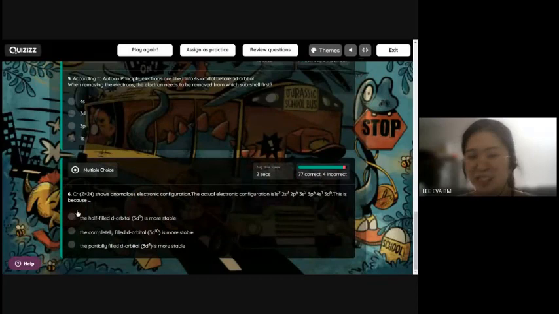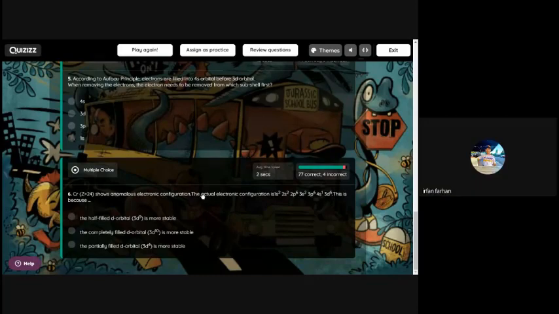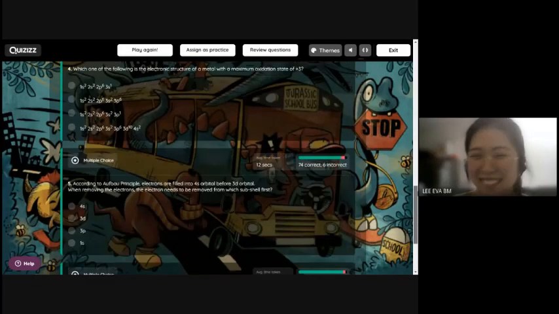And then the last questions. Chromium, proton number 24. So tadi Ifan cakap soalan ni ya. Chromium, show anomalous electronic configuration. So dekat sini dia sudah bagi yang actual punya kan. Nampak 4s1, 3d5. So well done, 77 of you got it correct. And this is due to the half-filled d orbital 3d5 is more stable. Okay, ni tu. Bukan ni eh? Ini senang.